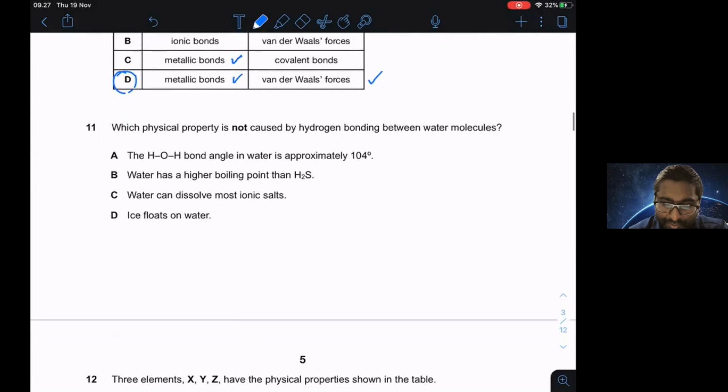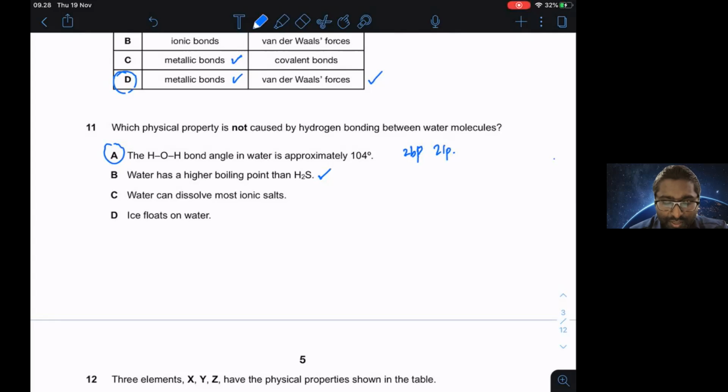11, which physical property is not caused by hydrogen bonding between water molecules? The answer is A. Why? Because the bond angle of water depends on the two bonding pairs of electrons and two lone pairs of electrons. Nothing to do with hydrogen bonding. Whereas water has a higher boiling point than H2S, because H2S does not have hydrogen bonding and water has hydrogen bonding.